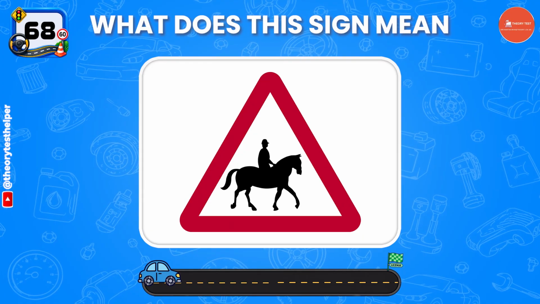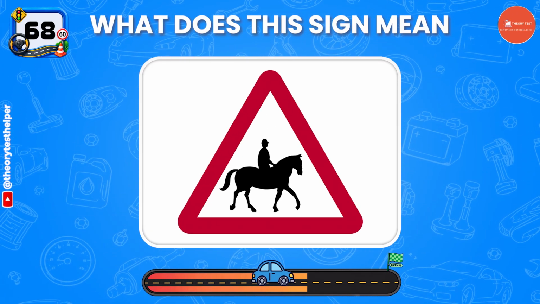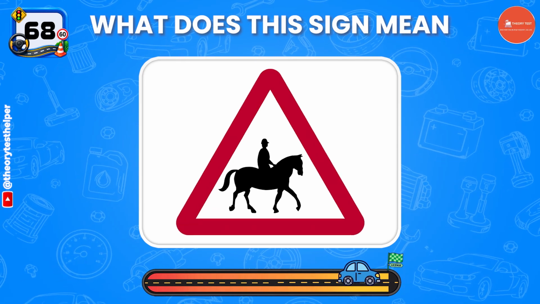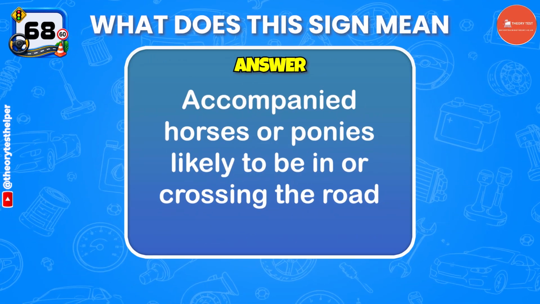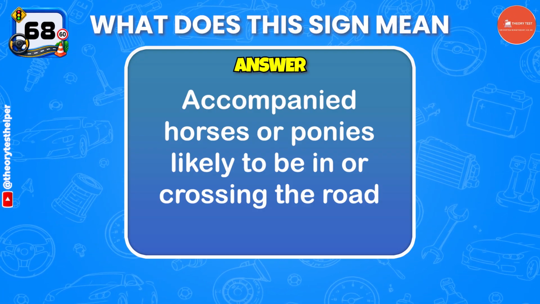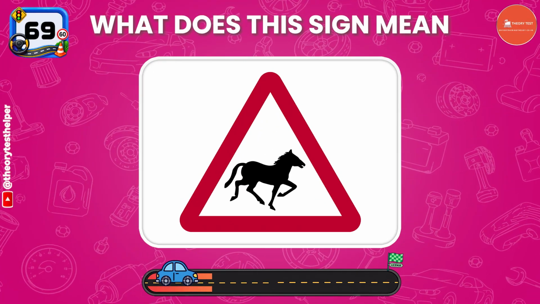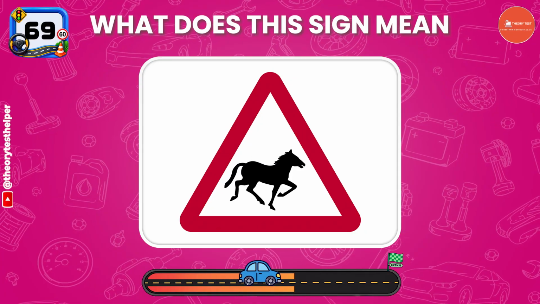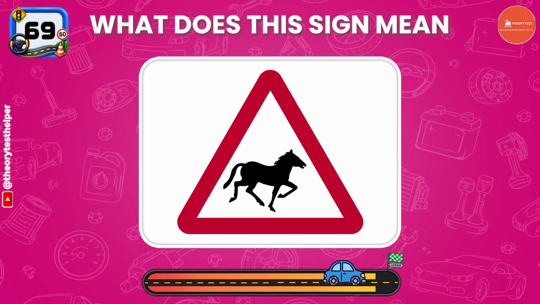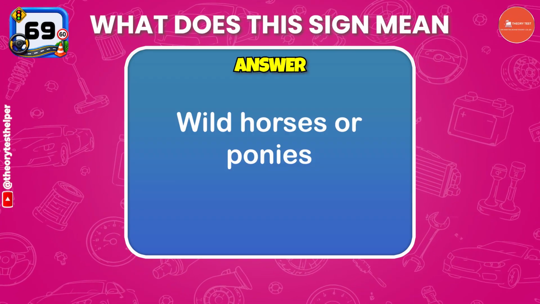What animal hazard is indicated here? Accompanied horses or ponies likely to be in or crossing the road. What untamed animals might roam onto the road? Wild horses or ponies?